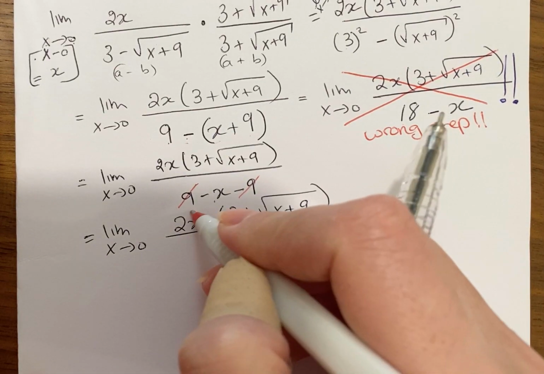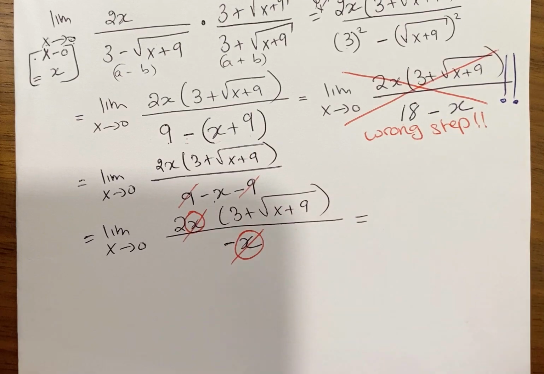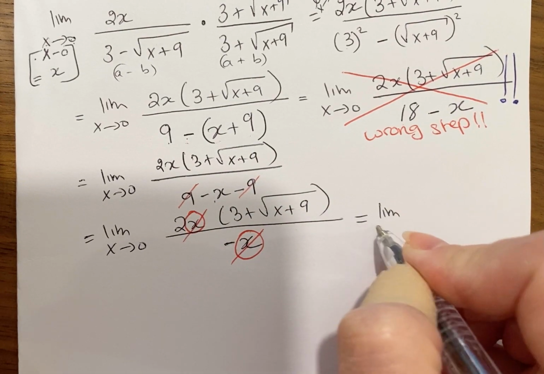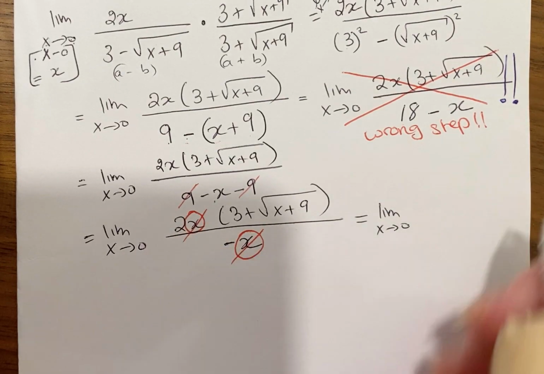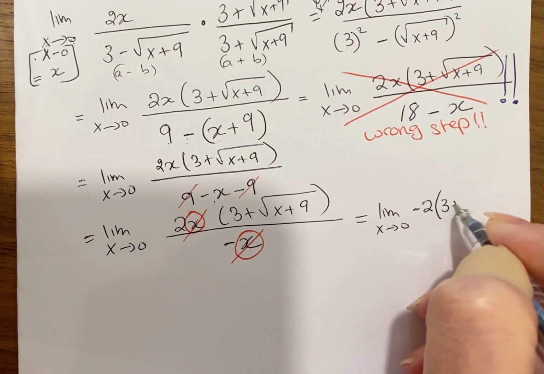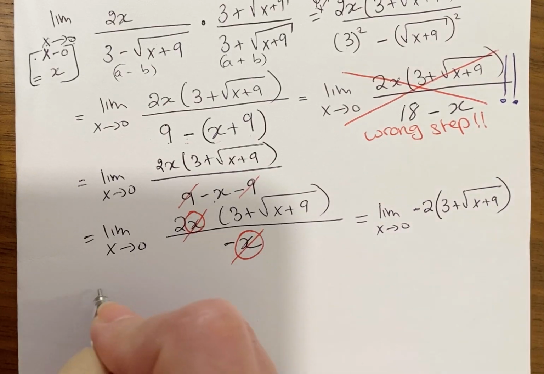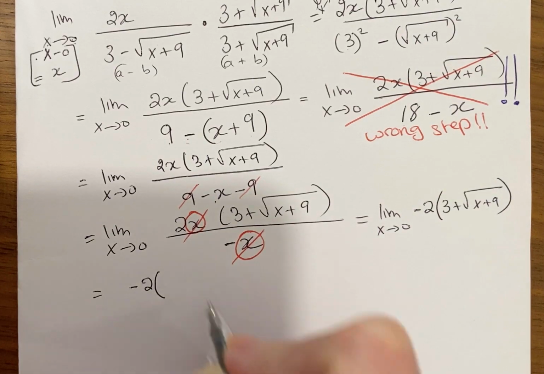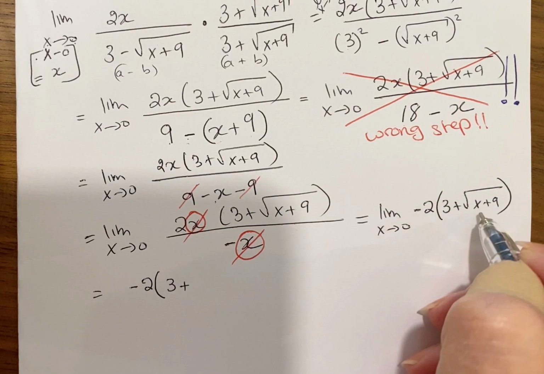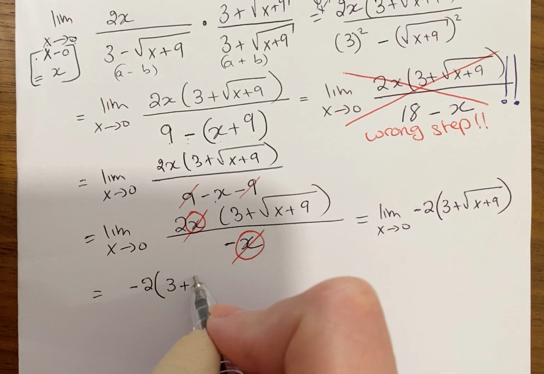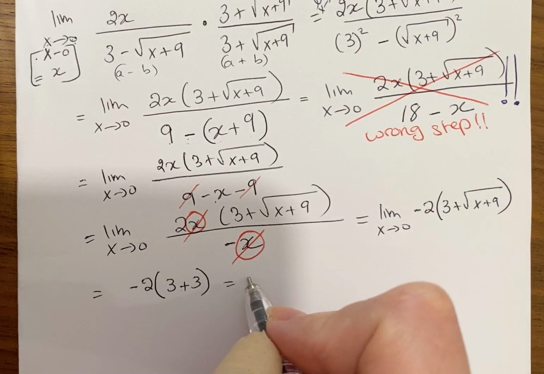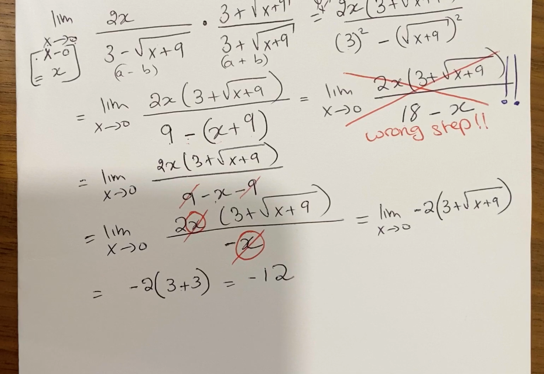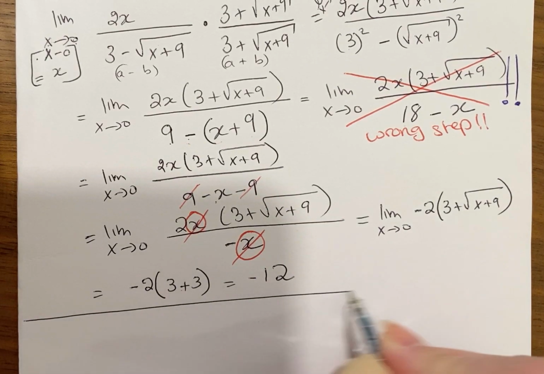See, when you find this x now, this x and this x, they can cancel each other because you are working around 0, not equal to 0. So what do you have left? 2x divided by minus x is minus 2, times 3 plus root of x plus 9, which means that when we substitute 0, we get minus 2 into 3 plus root of 0 plus 9, which is 9. Root 9 is equal to 3. The answer is 6 times negative 2, negative 12. All right, this is the limit that we've been looking for.